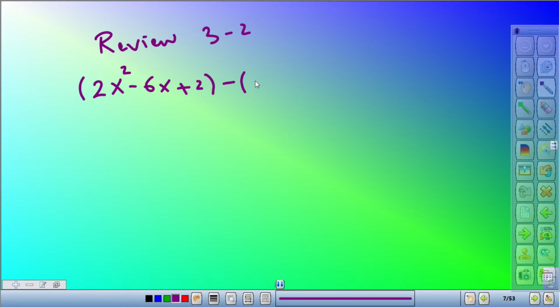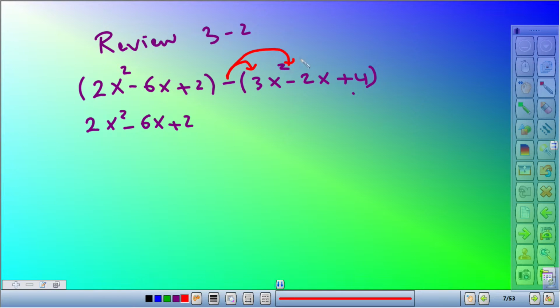So I have, let's say, 3x squared minus 2x plus 4. Well, if you want to add or subtract, you have to get rid of these parentheses. So I'm going to start taking these parentheses down. So it's 2x squared minus 6x plus 2. And then I have to be very careful, because if there's a negative, and that's why I chose a negative example, you just have to distribute it to every single one of them. Every single one of them will get that negative. So we just have to be careful. Minus 3x squared plus 2x, because negative times negative is positive, minus 4.